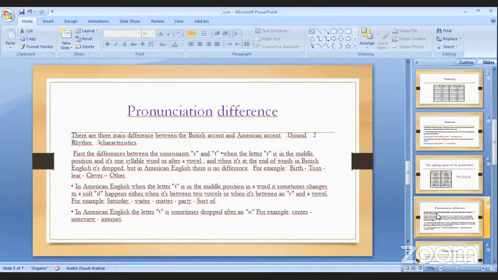In American English, the letter T is sometimes dropped after an N. For example, center, interview, internet, and so on.